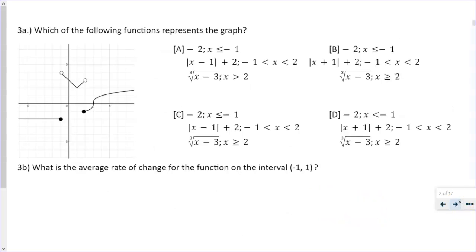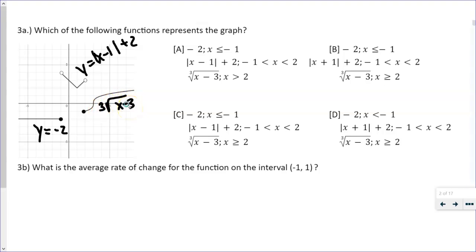Question 3a. Which of the following functions represents the graph? So here we have different types of piecewise functions. Okay. So again, first we need to determine which function belongs to which equation. I can tell that this is a straight line, so this is going to be y equals -2. I can tell that this is my absolute value function, so that must be the absolute value of x minus 1, plus 2, because remember the absolute value function looks like a V, and this must be my cube root function, which is the cube root of x minus 3.